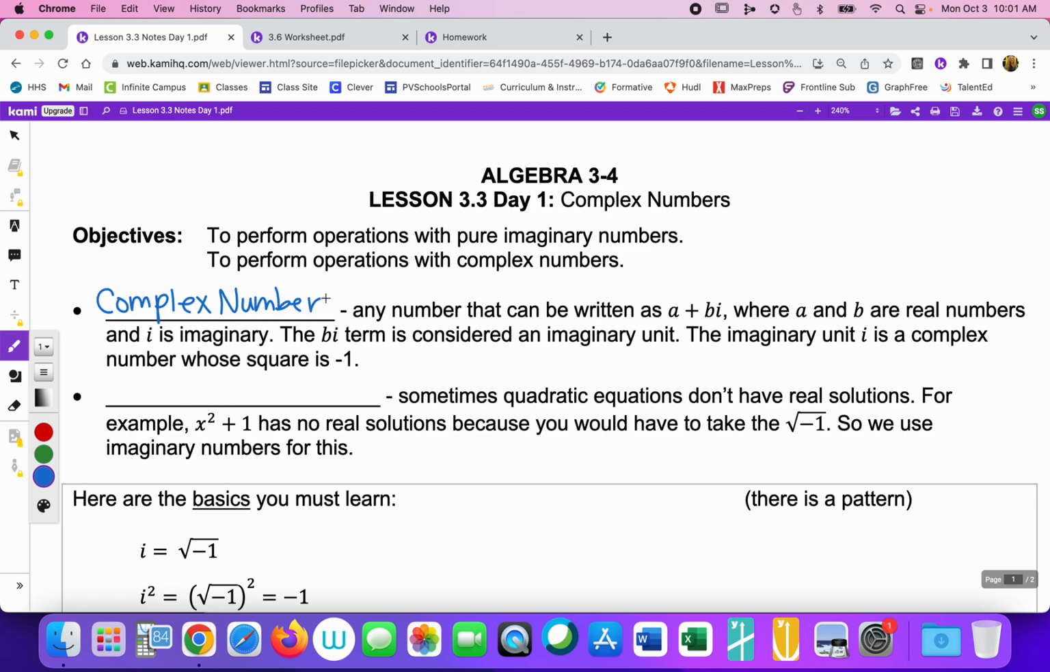The bi term is considered an imaginary unit. The imaginary unit i is a complex number whose square is -1. I'll explain that further in a minute. Imaginary numbers.